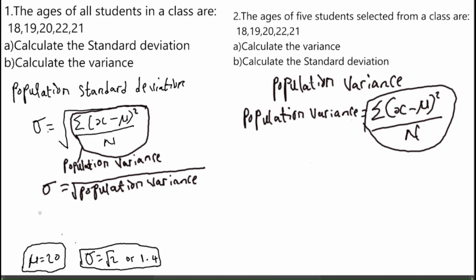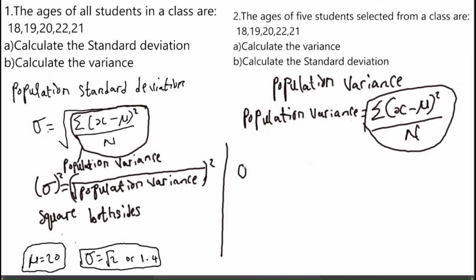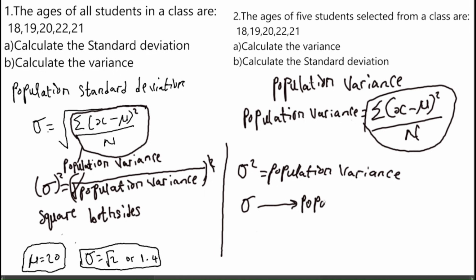To make the population variance the subject of the formula, square both sides. When you square sigma, you have sigma squared equal to this, as the square cancels the square root, remaining the population variance. So we already know that sigma is a symbol that represents population standard deviation. Now the square of sigma represents population variance.